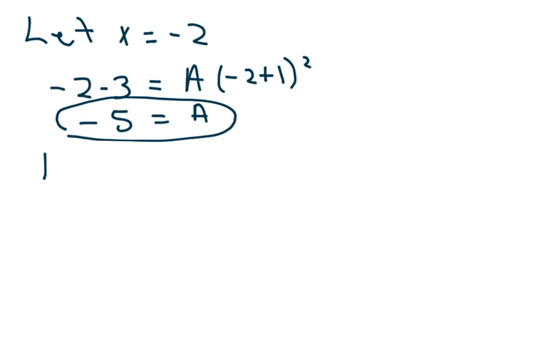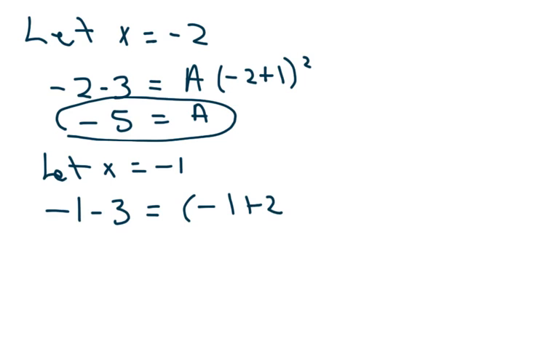Now let's let x be -1. Then you have -1 minus 3 equals... well, I'm not going to do that. -1 is going to clear out A. It's going to clear out B, but not C. So we're going to do C times (-1 plus 2). That's times C. So you get -4 equals C.